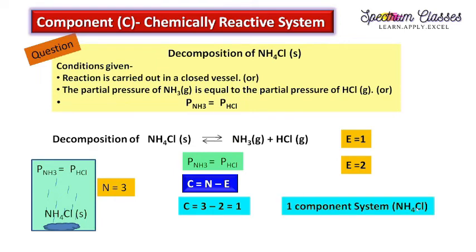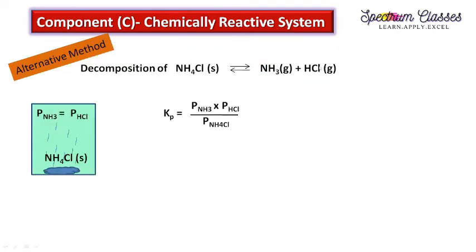And what is required to explain this system? We need NH4Cl to explain the composition of this whole system. This is the method, by applying the equation C is equal to N minus E, and now I will explain it in a detailed manner. If equilibrium exists, the pressure equilibrium constant is given in terms of the pressure of NH3 times the pressure of HCl divided by the pressure of NH4Cl. Since NH4Cl is solid, its pressure is counted as 1. The equation will be written like this.